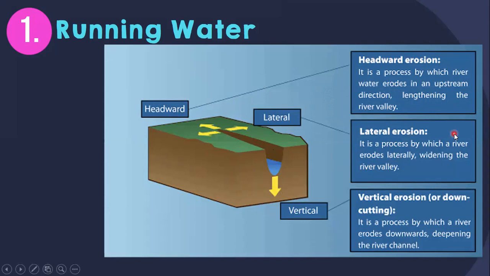Whereas the lateral erosion, it is a process by which a river erodes laterally, side by side, widening the river valley. And the last type is your vertical erosion or your down cutting erosion. It is a process by which a river erodes downwards, deepening the river channel. Pa downwards pud ang movement ni vertical. Okay, so these are the three types of erosion with running water.